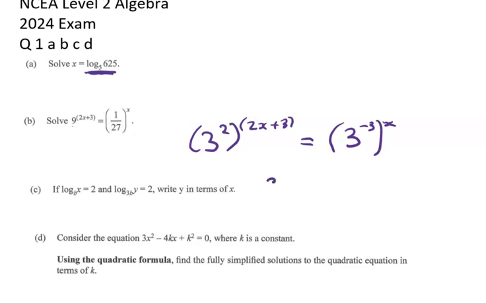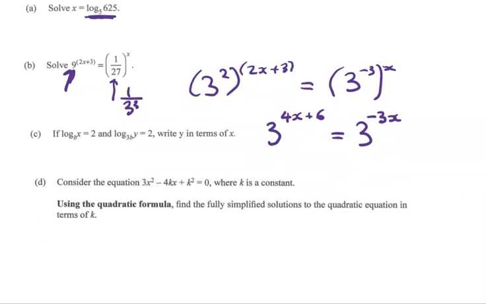Expanding the brackets gives me 3 to the power of 4x plus 6, and on the right hand side I get 3 to the power of negative 3x. Okay, I'm just checking that before I go on any further. So I've got this 9 I've changed over to 3 squared, and this is 1 over 3 cubed, which is how come it's 3 to the negative 3.